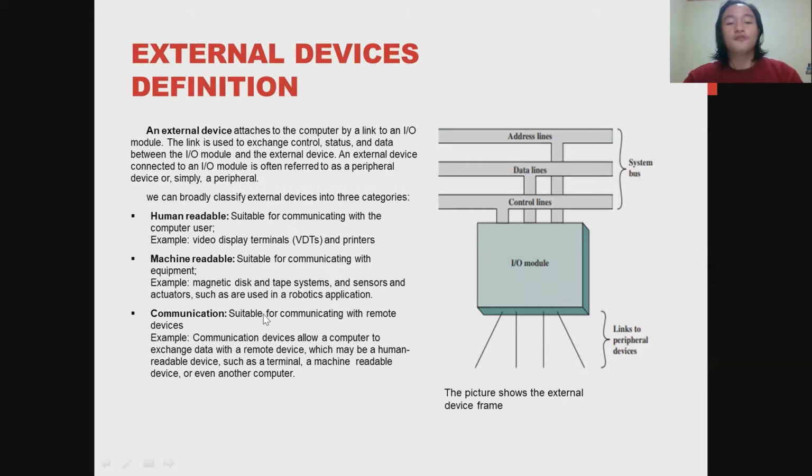Communication, suitable for communicating with remote devices. For example, communication devices allow a computer to exchange data with a remote device, which may be a human-readable device such as a terminal, a machine-readable device, or even another computer. The picture shows the external device's frame. So this is the frame.